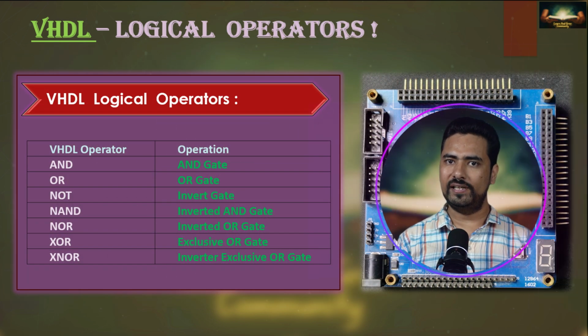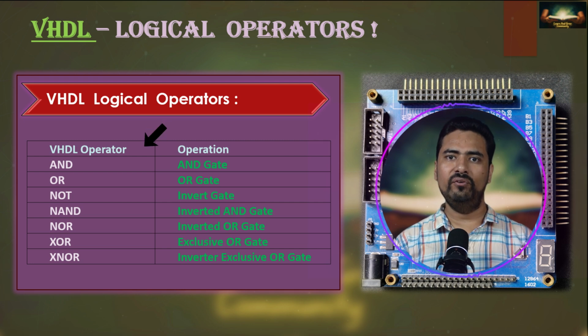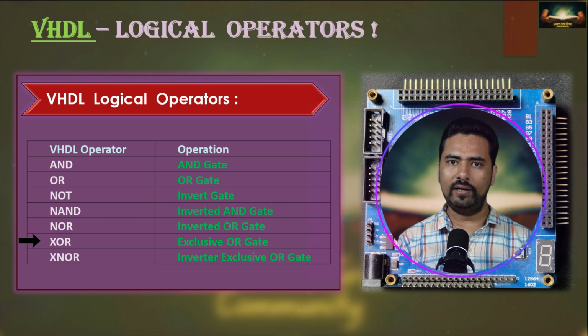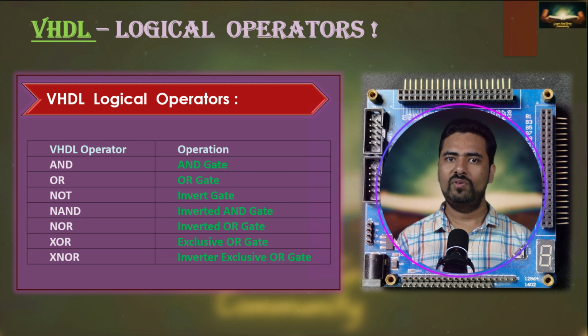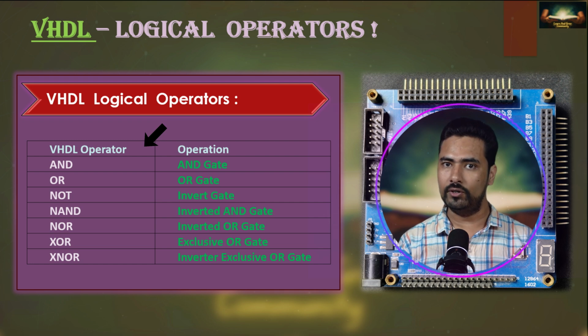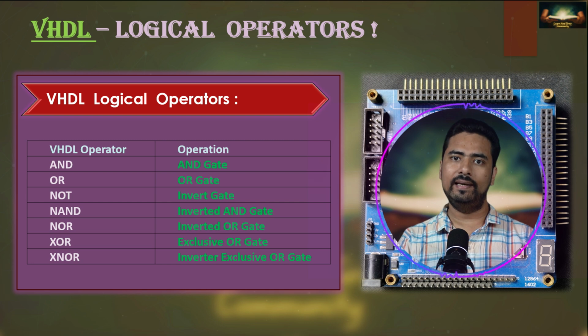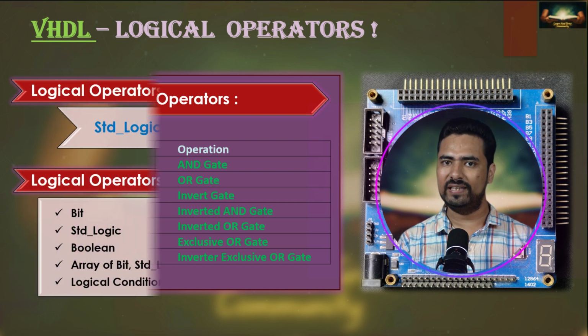Let's talk about the logical operators first. In this slide, we are seeing the VHDL logical operators. VHDL offers 7 predefined logical operators, and these are AND gate, OR gate, NOT gate, NAND gate, NOR gate, XOR gate, and XNOR gate. I am assuming that you are already aware of the functions of these operators, like what an AND gate does, or what an OR gate does, or what a NOT gate does. So I'm not going deeper here, but if you feel any difficulty, then let me know. I will cover that in a separate session.